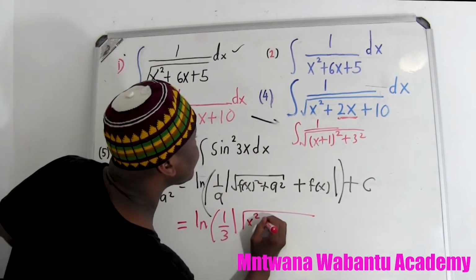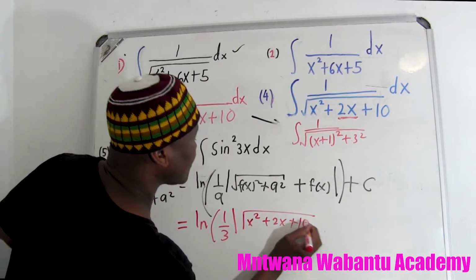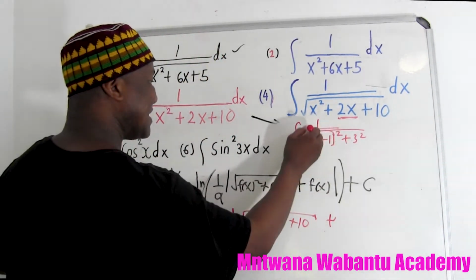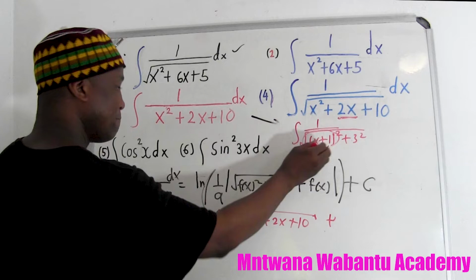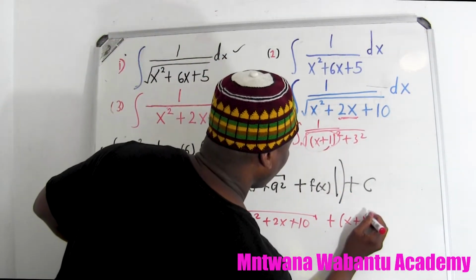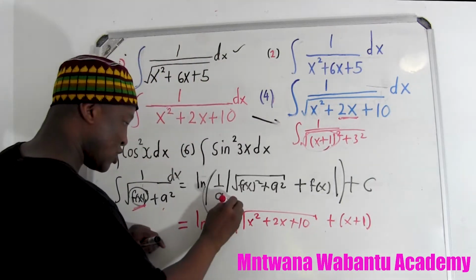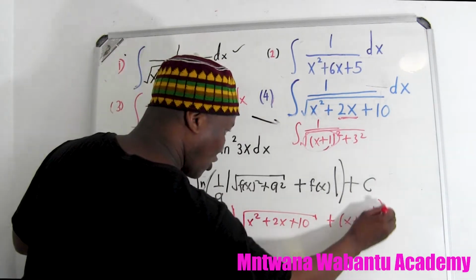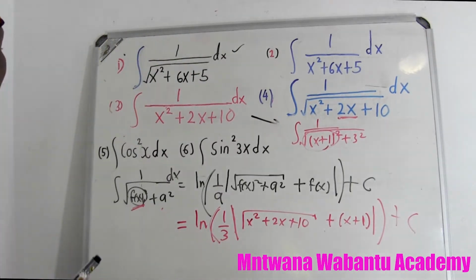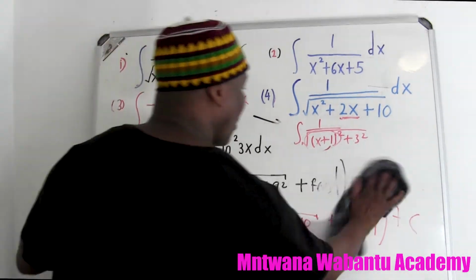So I can say x squared plus 2x plus 10, and then we say plus f of x. What is f of x? f of x means this alone, with no square, remember. So it's x plus 1. And then remember, you opened the absolute value, so you must close your absolute value, and then close the bracket, and then plus c. So we're done with question number 4. We'll go to question number 5, and then 6 we finish.